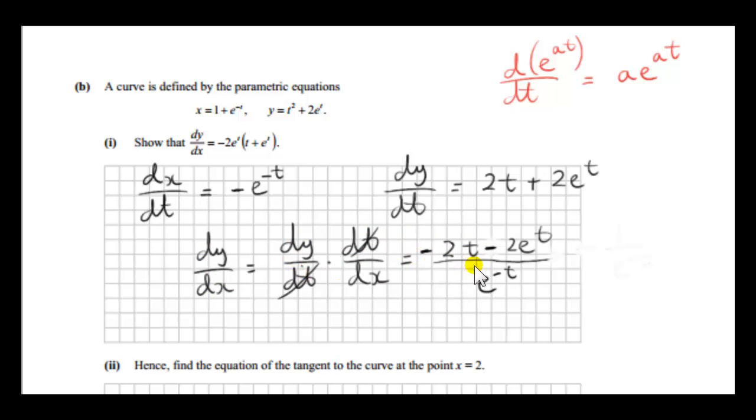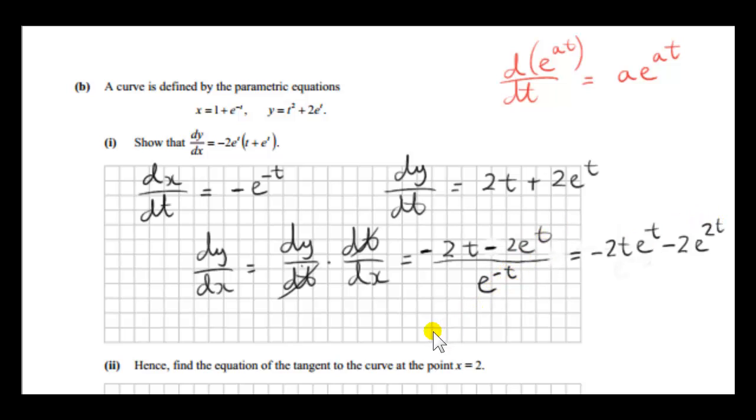Alright, so now dividing by e to the minus t is equivalent to multiplying by e to the plus t. So we get minus 2t e to the plus t. And we multiply this term by e to the plus t. So we get minus 2 e to the 2t. Okay, we have e to the t times e to the t.